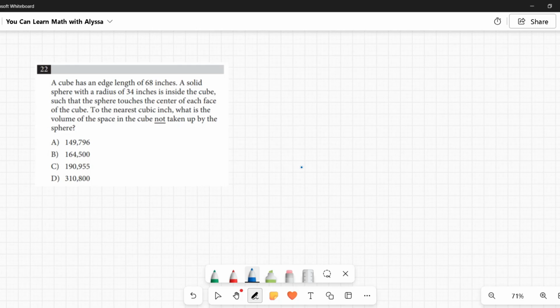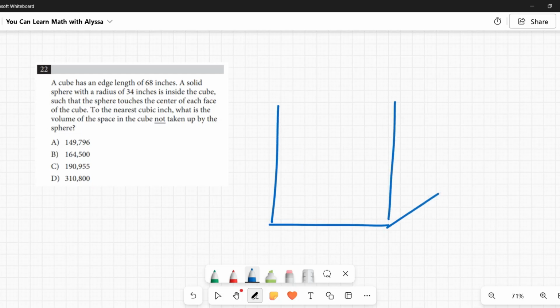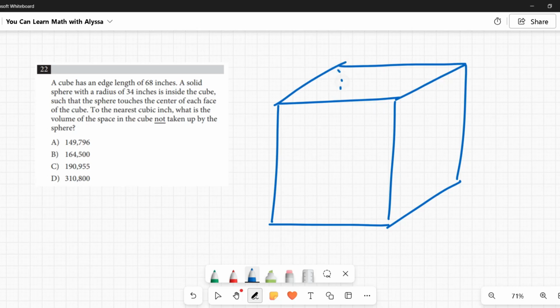Number 22. A cube has an edge length of 68 inches. Okay, so I'm going to start. Got my cube here. I'm going to draw it out. Sometimes I read the whole thing, but this one I'm drawing as I go. So I've got a cube with edge length of 68. And because it's a cube, I know that every edge is going to be 68.